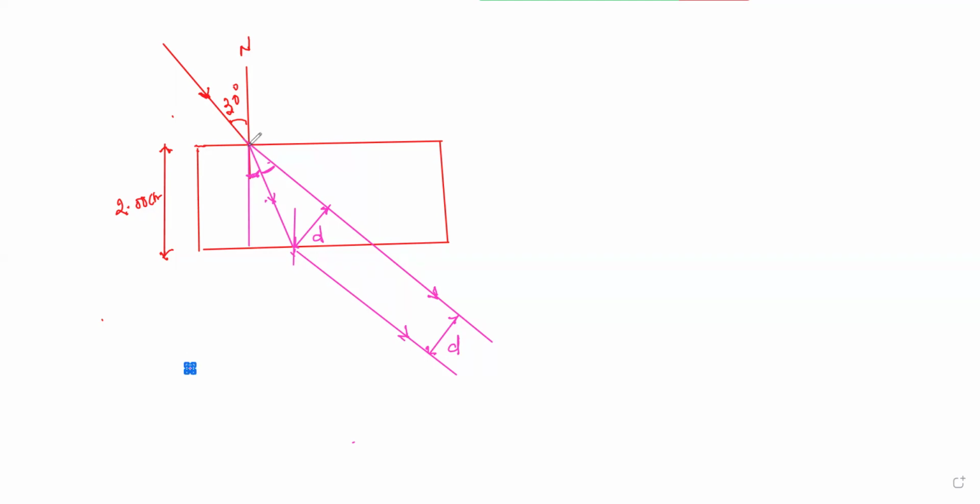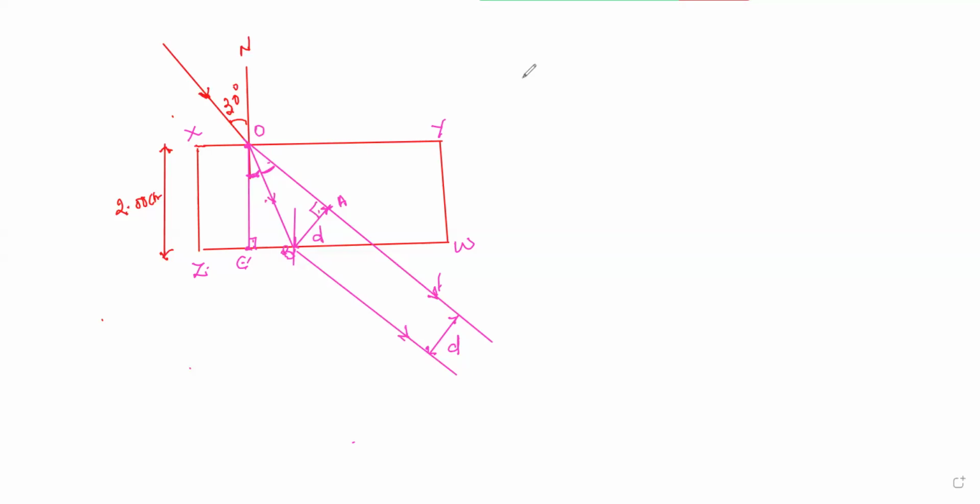So supposing this is point O, A, B, and then C. This side is perpendicular to X, Y, W, Z. I'm just renaming the parts of the prism, okay? So the normal is perpendicular to the side ZW. Equally, the displacement is perpendicular to OA.